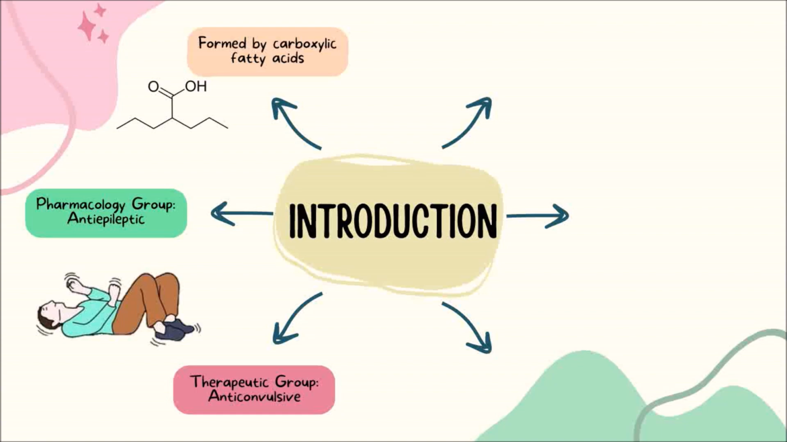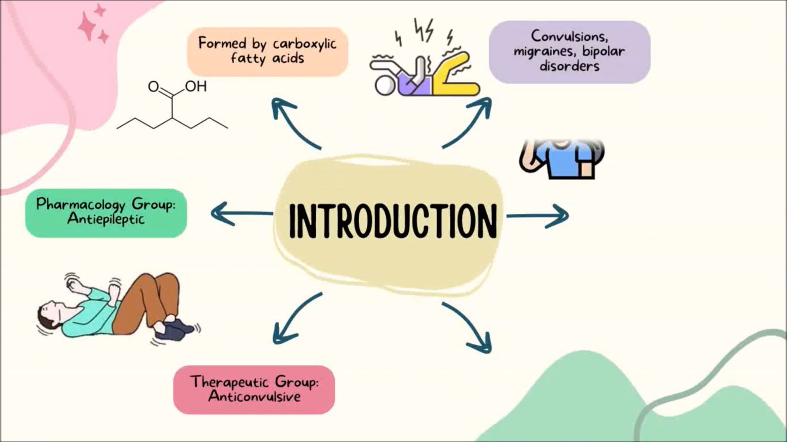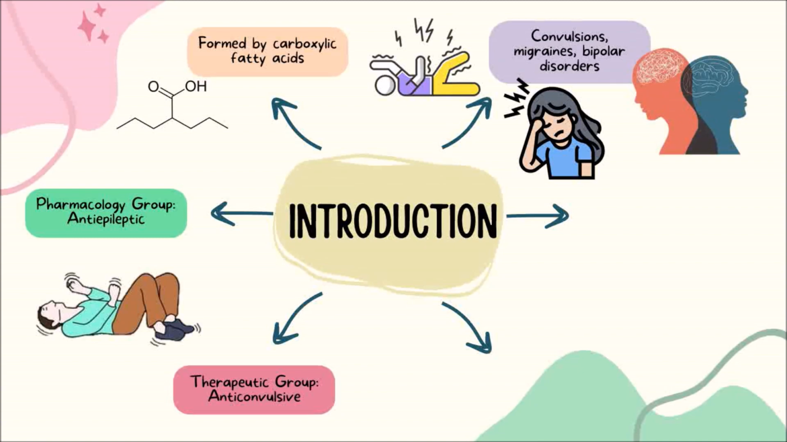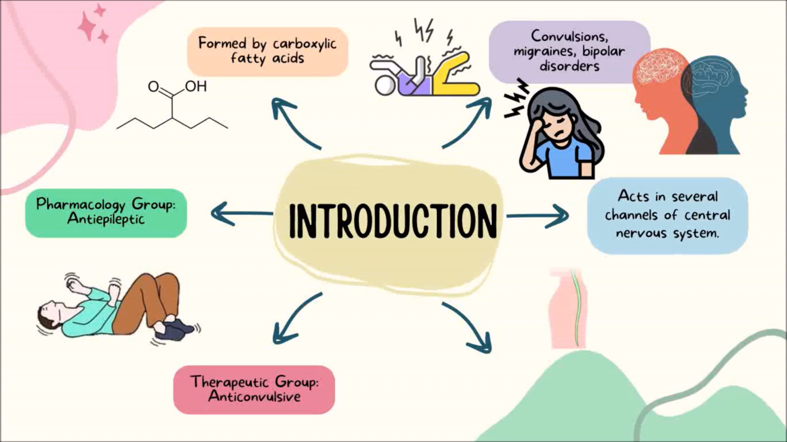It's intensively used in the adult population to treat convulsions, migraines, and bipolar disorders. It acts on the various channels of the central nervous system. Valproic acid is rapidly absorbed from the gastrointestinal tract.